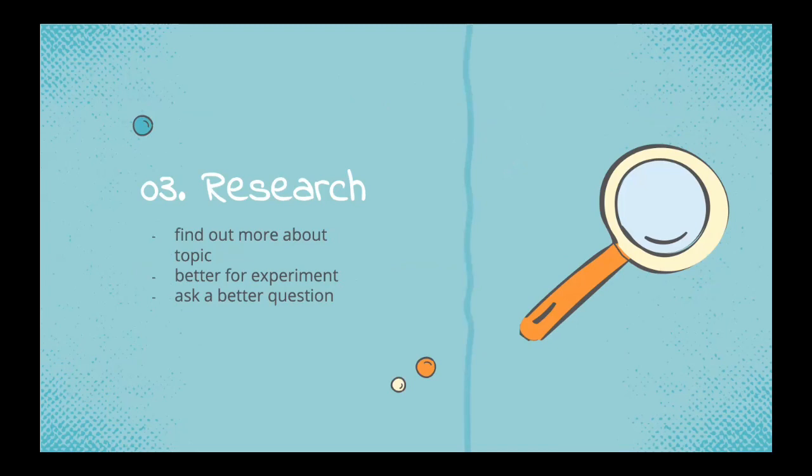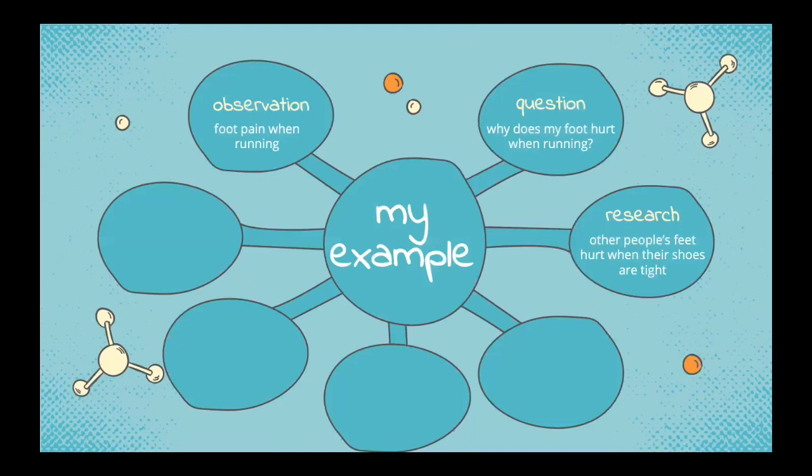So, in the example, I could research more about other people's problems when they go running, and whether or not they experience the same type of foot pain that I do. If they do, I can learn more about their problems in experiments, which can help me have a better experiment overall. In this research, I found out that other people's feet hurt when their shoes are too tight. This can be contributed to my experiment and what I end up finding out and how I solve my problem.